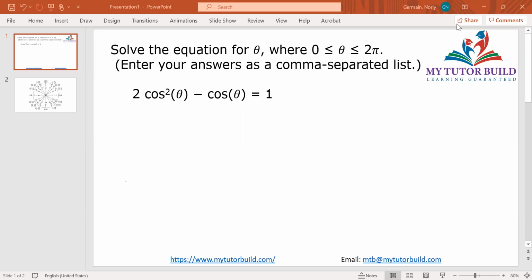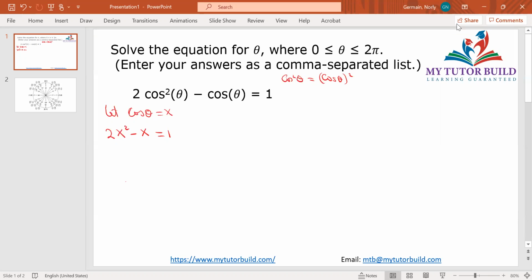First of all, let's write cos theta equal x to make it much easier. So everywhere I see cosine, I can replace it by x. So I would have 2x power 2 minus x equal 1. Remember, cos square theta is the same thing as cos theta power 2.